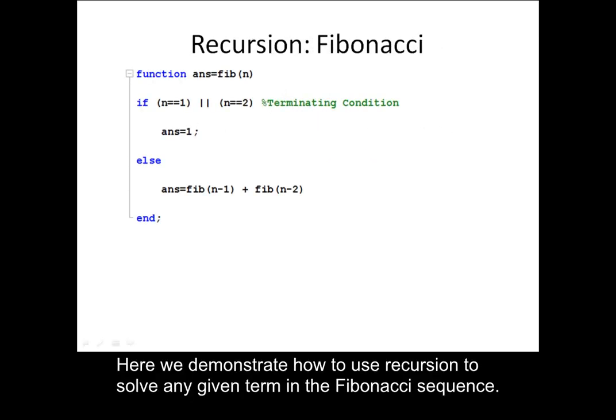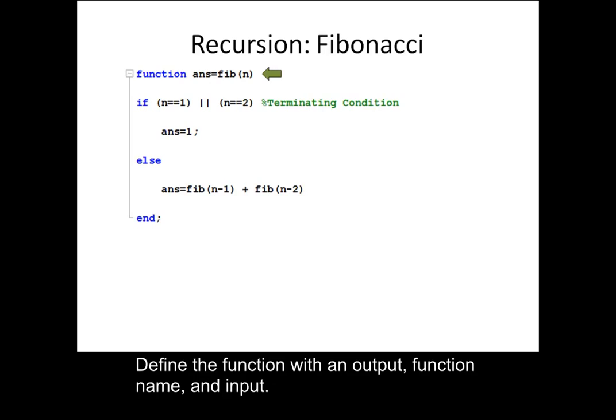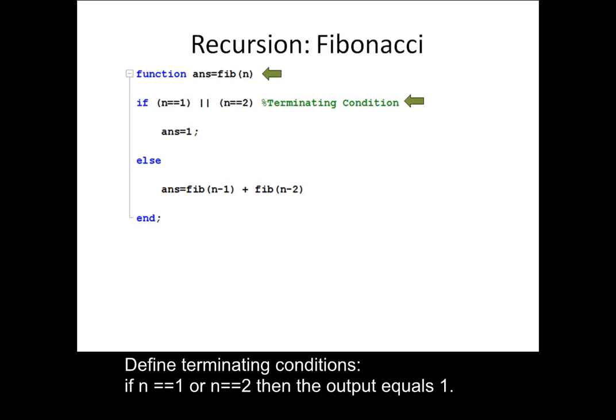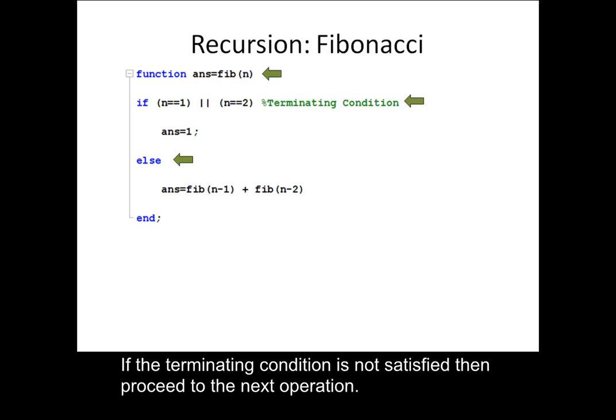Here we demonstrate how to use recursion to solve any given term in a Fibonacci sequence. Define the function with an output, function name, and input. Define terminating conditions. If n equals 1 or n equals 2, then the output equals 1. If the terminating condition is not satisfied, then proceed to the next operation.